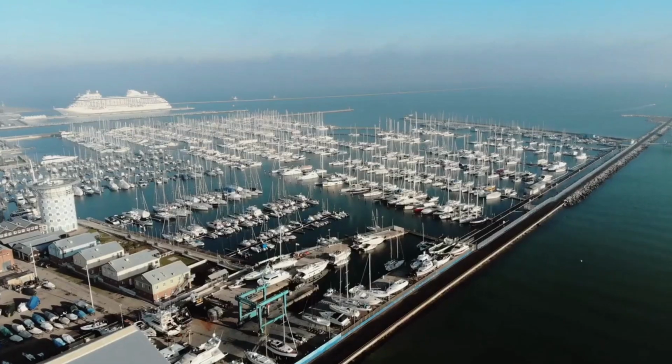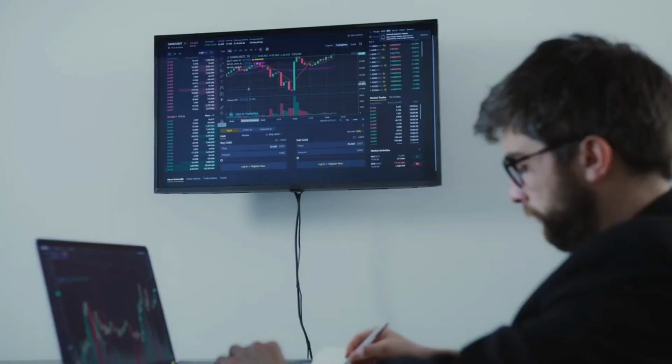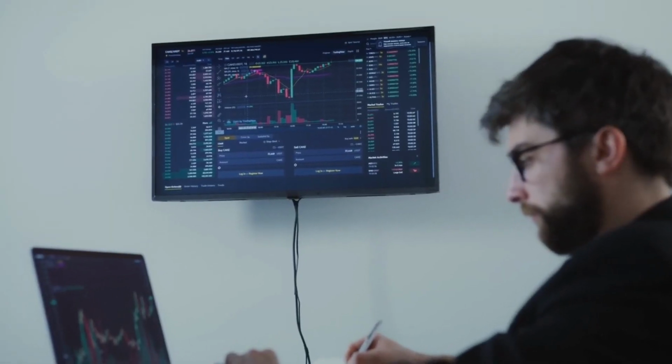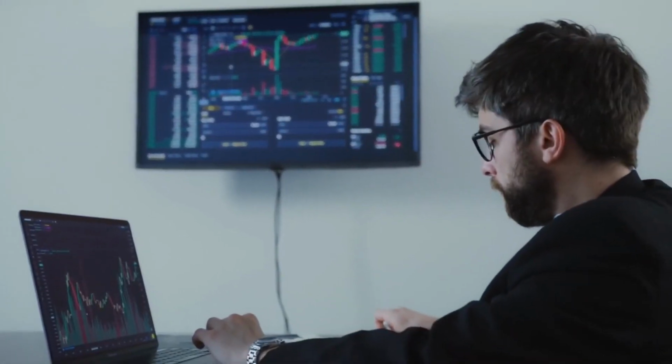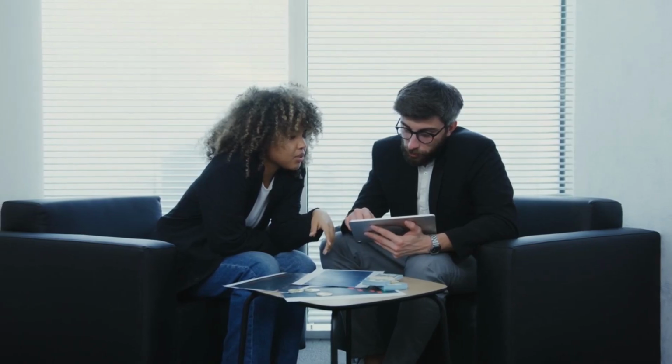Some states have higher minimum wages to reflect local costs of living. However, many workers still feel that wages don't always keep up with inflation, which leads to ongoing discussions around income inequality, workers' rights, and labor unions.